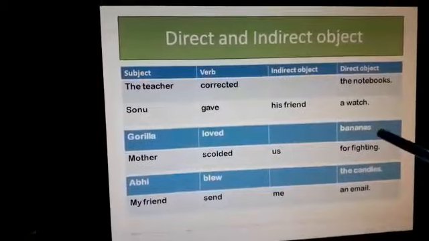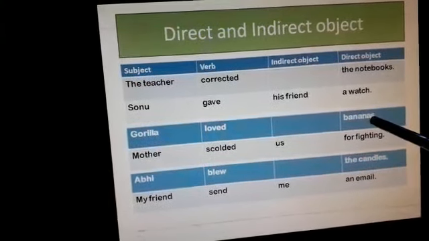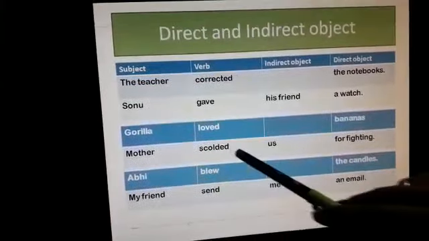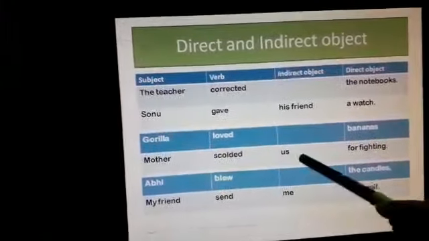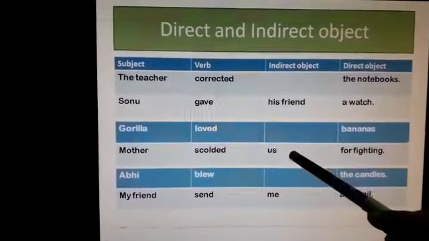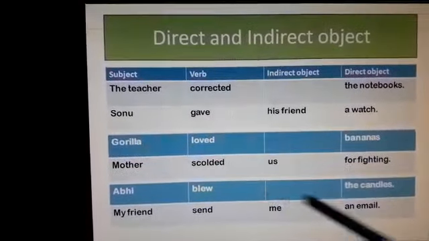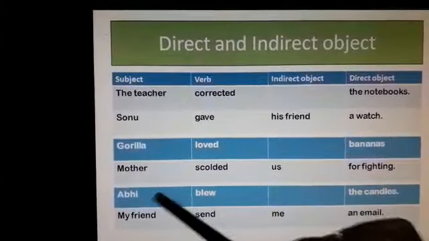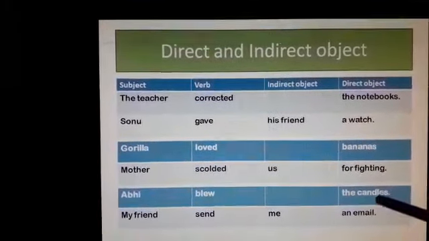Gorilla loved bananas. What did the gorilla love? Gorilla loved the bananas. This is the direct object. Mother scolded us for fighting. Whom did the mother scold? Mother scolded us for fighting. So, this is the indirect object and this is the direct object. Abby blew the candles. What did Abby blow? He blew the candles. So, this is the direct object.